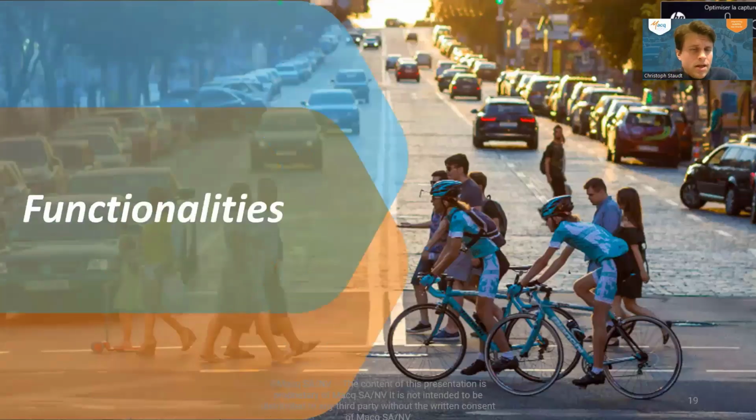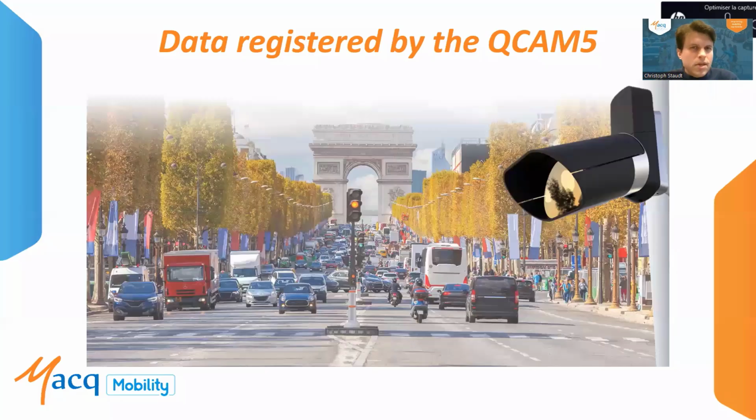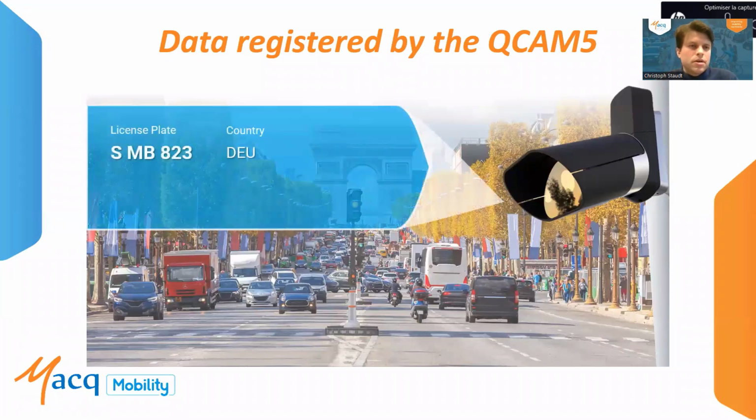Now the functionalities. Our QCAM5 is a camera which can be used for the homologated or average speed solution, but not only. That means this camera as a hardware product can be used and implemented also for other solutions at the same time. So I will go now through all the functionalities which you can combine as you want for your certain application and scenario. So the QCAM5 registers a certain amount of data, of course, license plate.